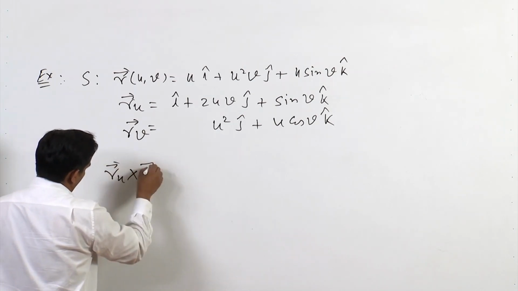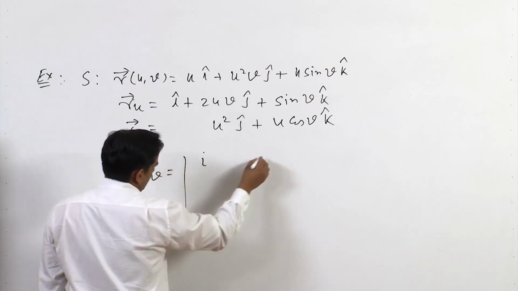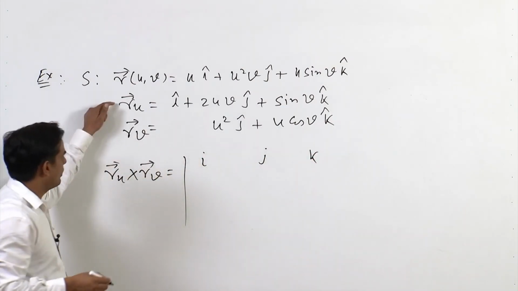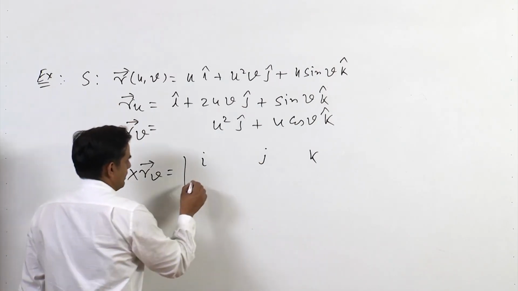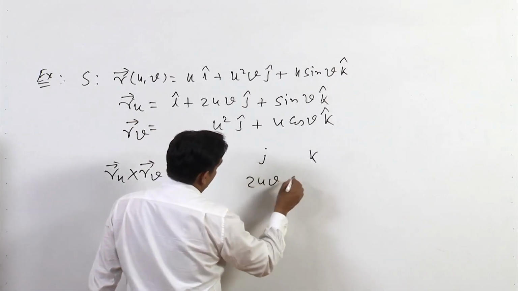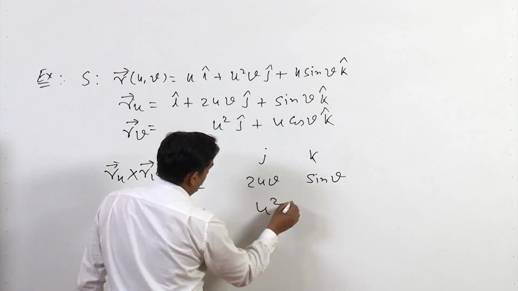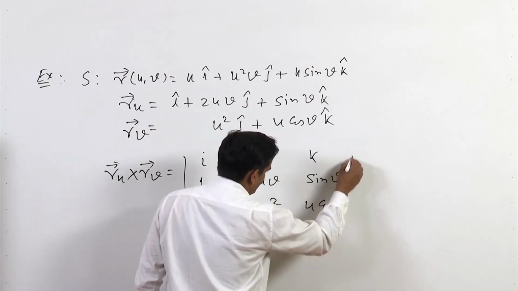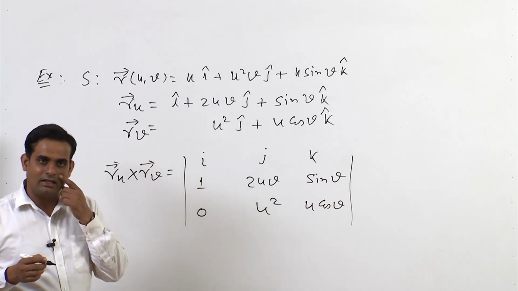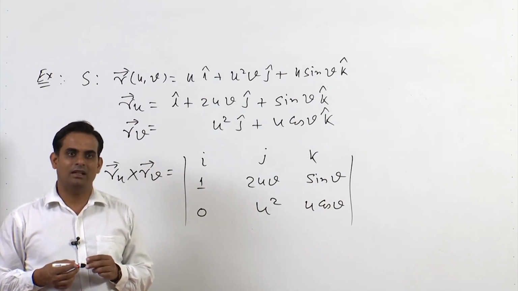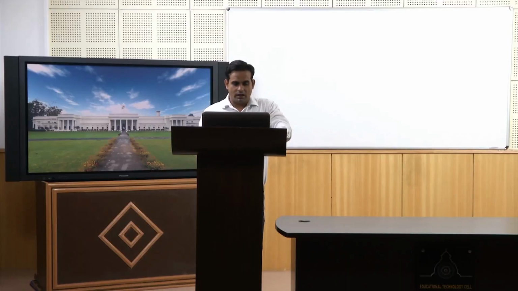Now, the normal vector Ru cross Rv is given as the determinant with i, j, k, that is the cross product of these two vectors. So, 1, 2uv, sin v, 0, u square, u cos v, and by calculating this I can find out the normal vector in parametric form. Okay, so now we are having the parametric representation of surface, the equation of tangent plane and the equation of normal vector in parametric form.